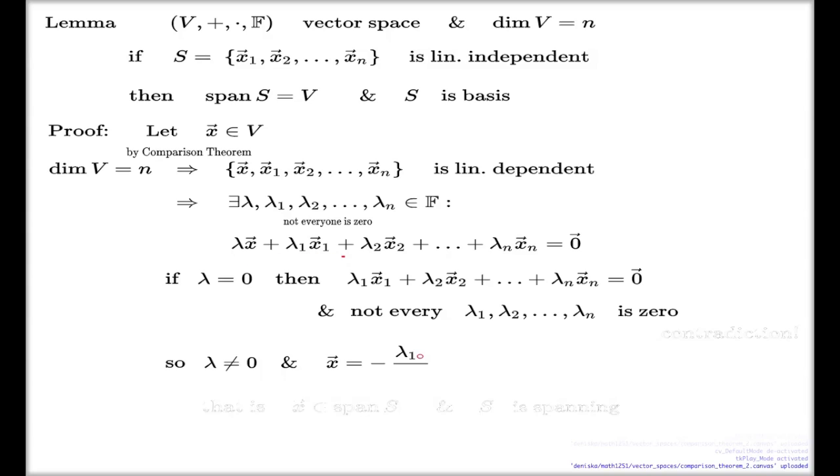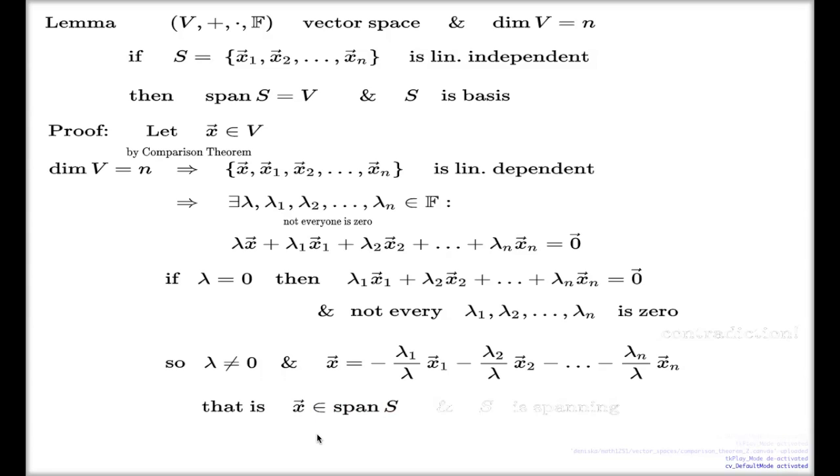If I solve for the x vector, that will be negative lambda 1 on lambda x1, negative lambda 2 on lambda x2, many others, and the last one will be negative lambda n on lambda xn. So this one. And what do we see? We see that my x belongs to the span of the vectors x1, x2, and xn.